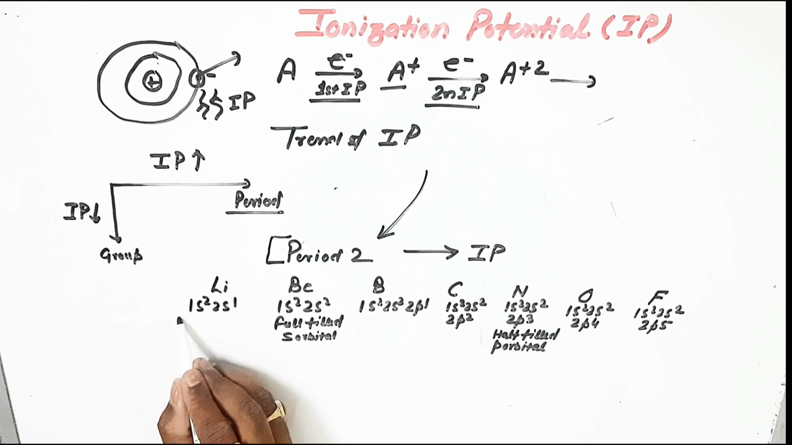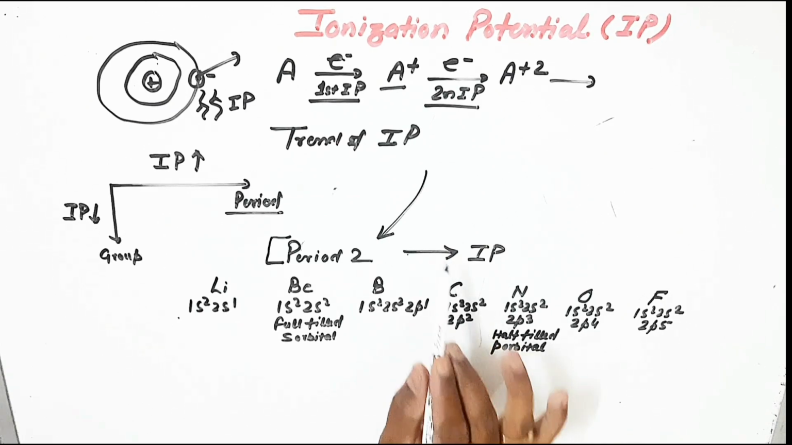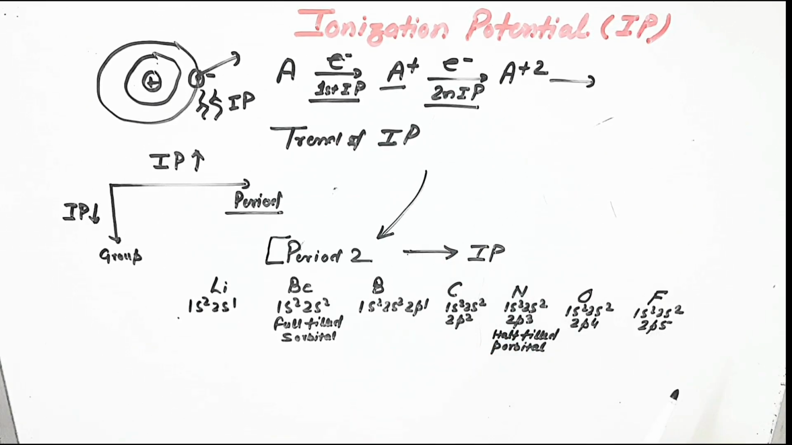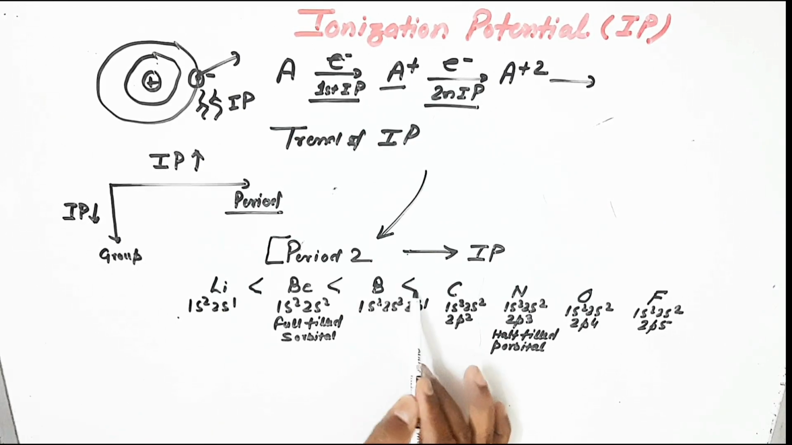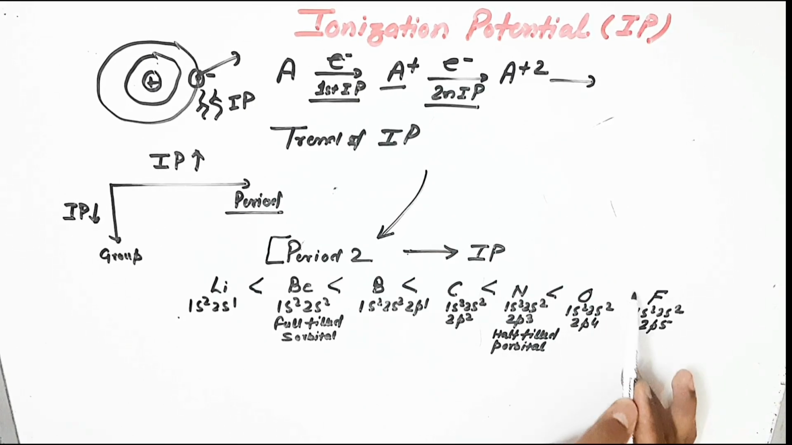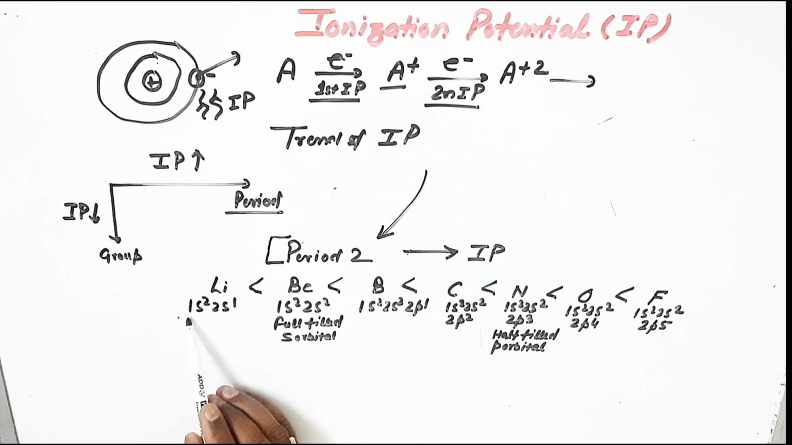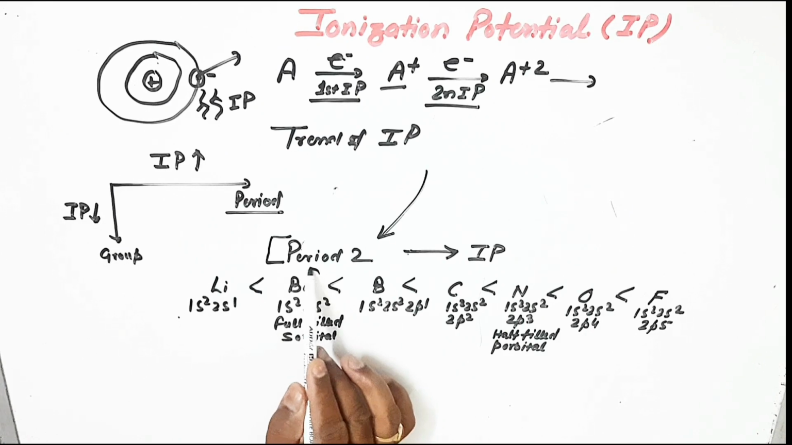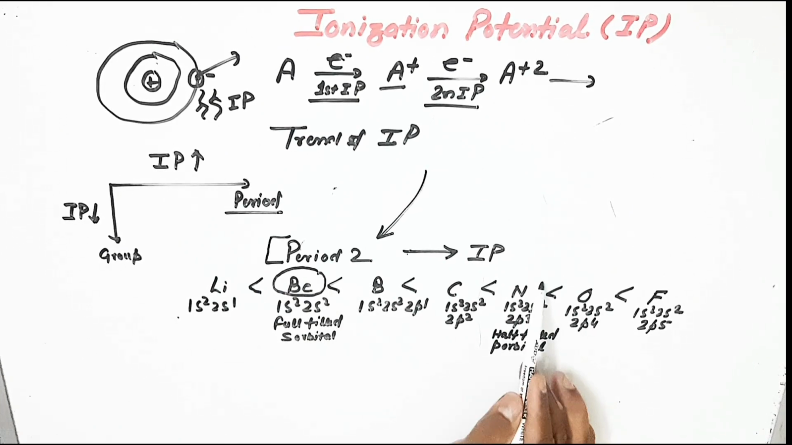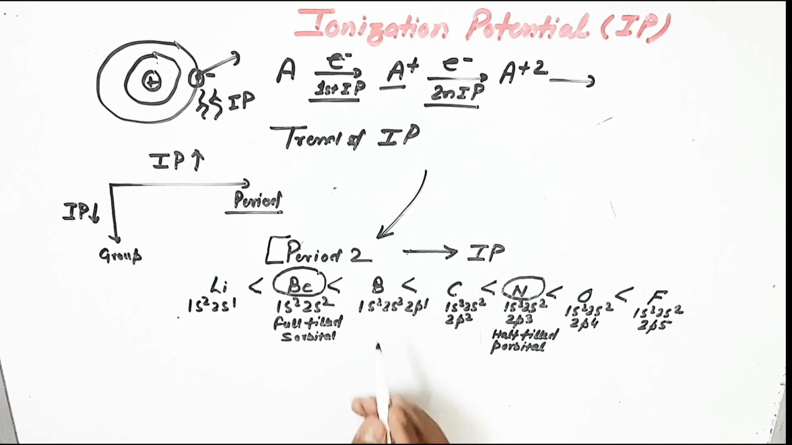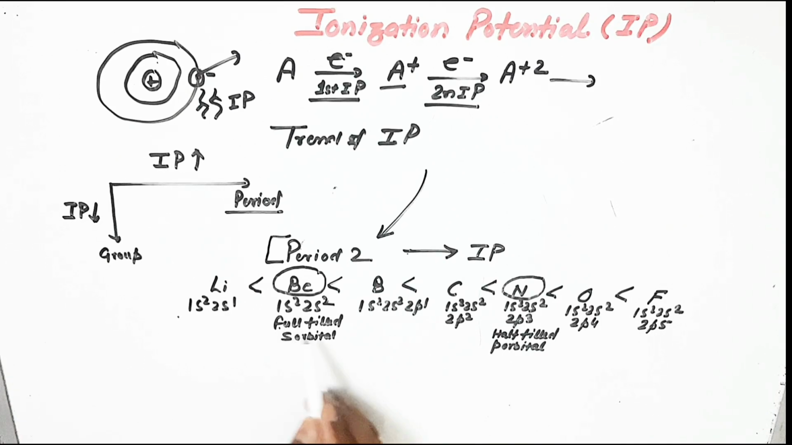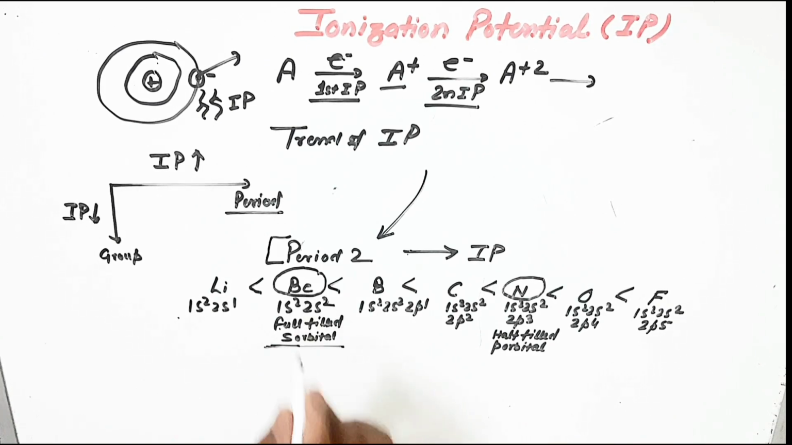You see the electronic configuration. First you understand, as per normal trend, what should happen? IP value should increase. Means lithium should be least, then beryllium, then boron, then carbon, then nitrogen, then oxygen and then fluorine. This is the trend it should follow. But here, if you carefully observe the electronic configuration, in case of beryllium you observe the last electron is filling 2s2, means fully filled s orbital. Last electron is making a fully filled s orbital. It is a stable configuration.